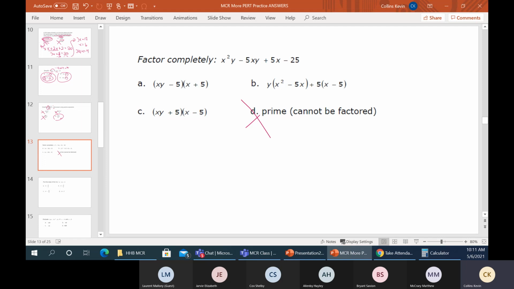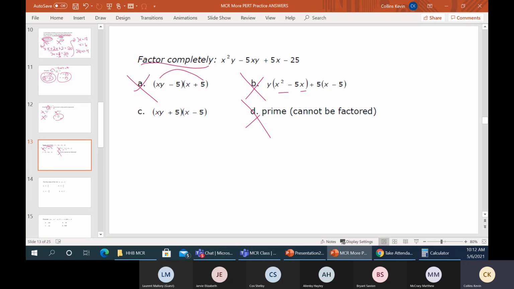Okay. So then this guy here, it says factor completely. Well, look here. We've got x's in here. We could factor out x's there. So he's out, right? Okay. So that leaves us two answers that look pretty similar except for the signs, right? So what I notice here is I've got xy, right? If I take 5 times xy, I get positive 5xy. And I've got negative 5xy. So I think this is my guy.